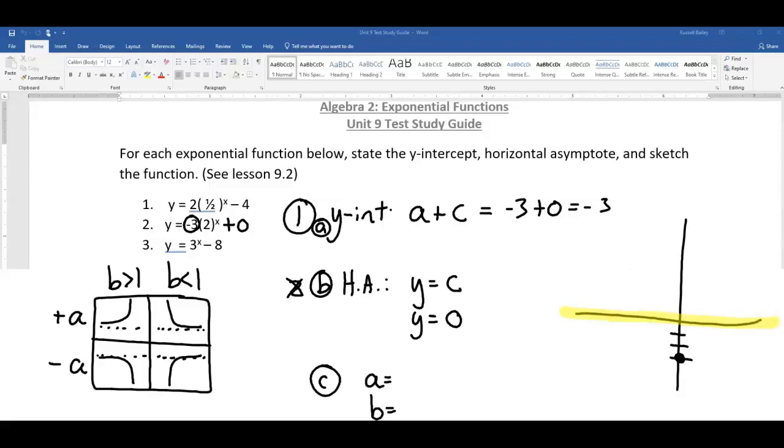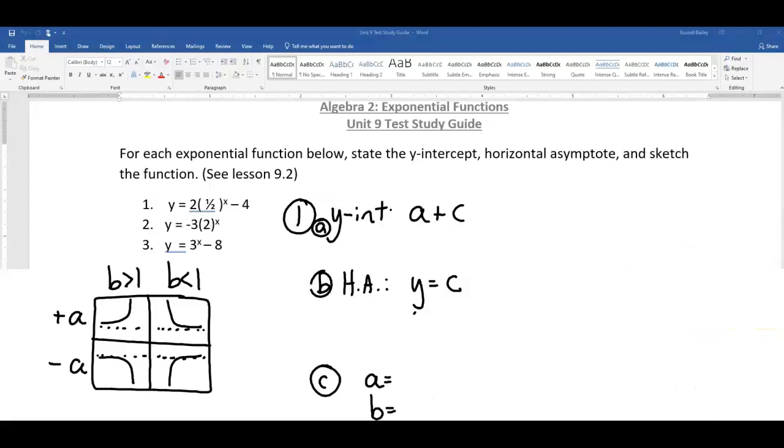Next, we're going to look at our a value. It's -3, so that's a negative a value. And my b value is 2, which is greater than 1. So we have a negative a, and we have a b value greater than 1, which means we'll be using this shape, which would look like this. And there's that graph.